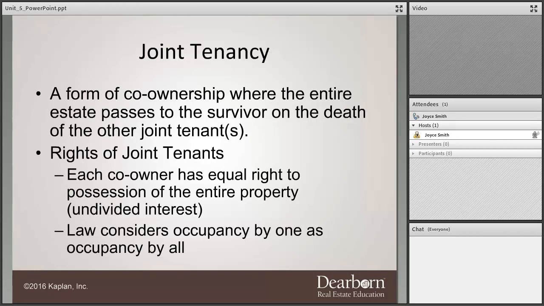Joint tenancy. It's a form of co-ownership where the entire estate passes to the survivor on the death of the other joint tenant. So, the rights of joint tenants. Each co-owner has equal right to possession of the entire property, and then the law considers occupancy by one as occupancy by all. So in a joint tenancy, everybody has rights to use it, but when somebody dies, it passes to the other joint tenant. You can have 2, 3, 4, but if one person dies and 3 people own it, the other 2 become 50% owners. That would be how joint tenancy would work.